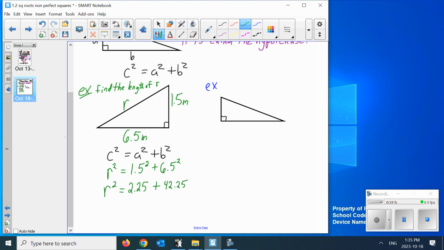Now, I'm going to slow us down a little bit here, make sure everybody's following that step. Are we? I'm working down. I'm doing nothing to the R squared, but I am adding 2.25 to 42.25. I'm getting 44.5.